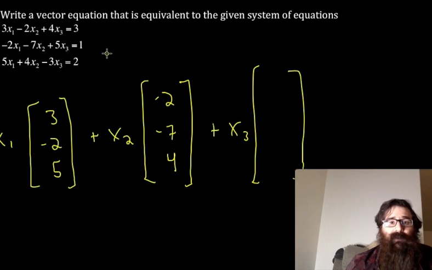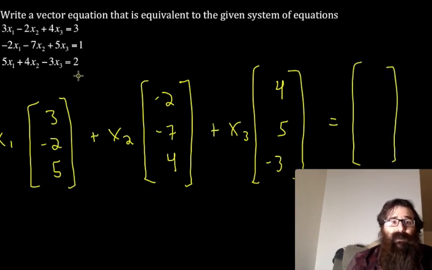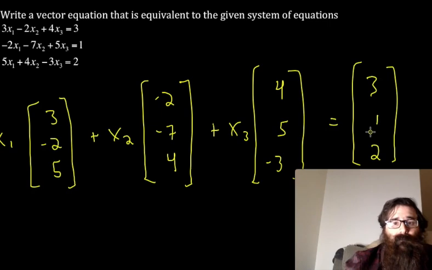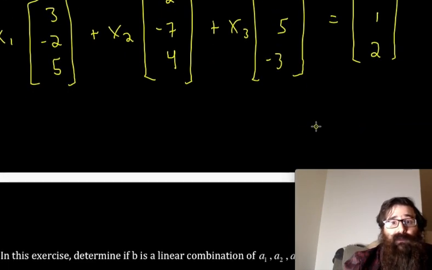Let's think about what the coefficients are. It's 4x sub 3, and then I had a 5x sub 3, and then a negative 3x sub 3. Then this is equal to the vector on the other side, which should just be 3, 1, 2. And this is my vector equation.